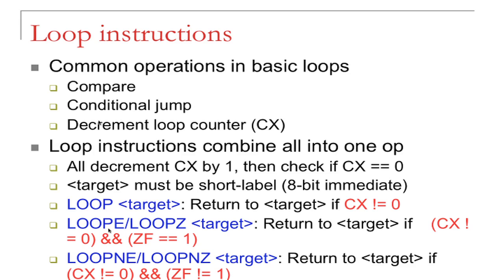Also, there are two other kinds, LOOPE or LOOPZ. It will go to target if CX is not 0 and the zero flag is 1. And this is the other opposite variant.